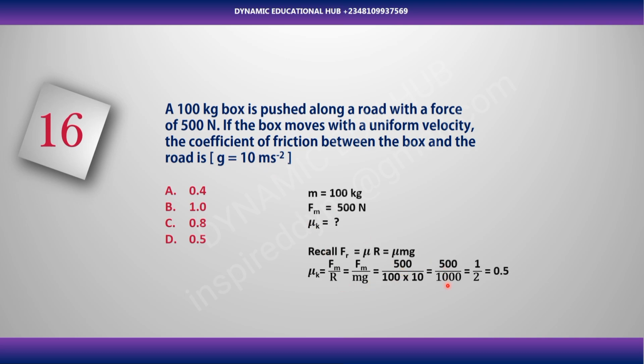You still want to press calculator for this? I need to beat you. 0 cancels 0, 0 cancels 0. You're left with 5 over 10. 5 in 5, 1. 5 in 10, 2. 500 in 500, 1. 500 in 1000, 2. 1 divided by 2, 0.5. So the answer is 0.5.